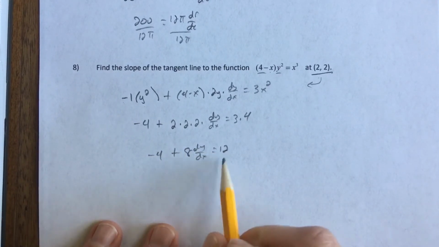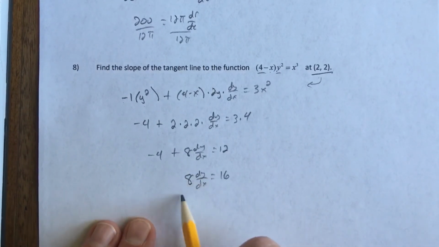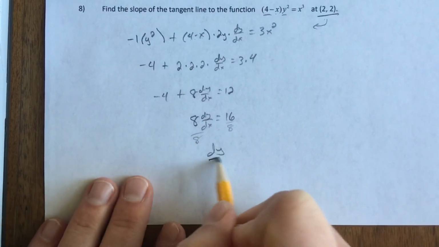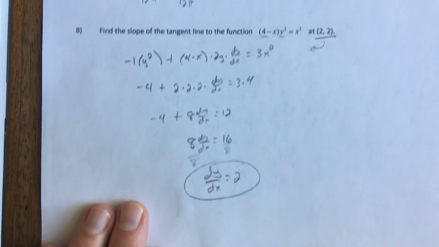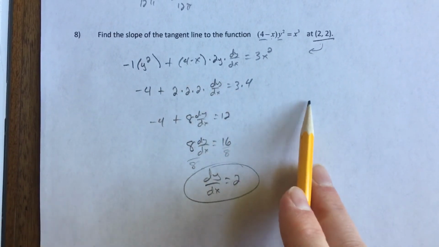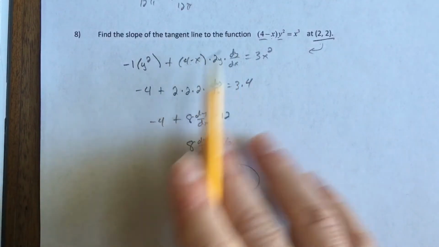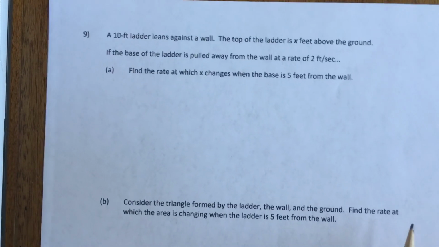Now if I add 4, 8 dy/dx equals 16, and then divide by 8, and the slope of our tangent line is 2. So you can get dy/dx by itself first if you want, and then plug it in. You'll still get the same answer, but I think in this context it's a little easier just to plug the point in and go.